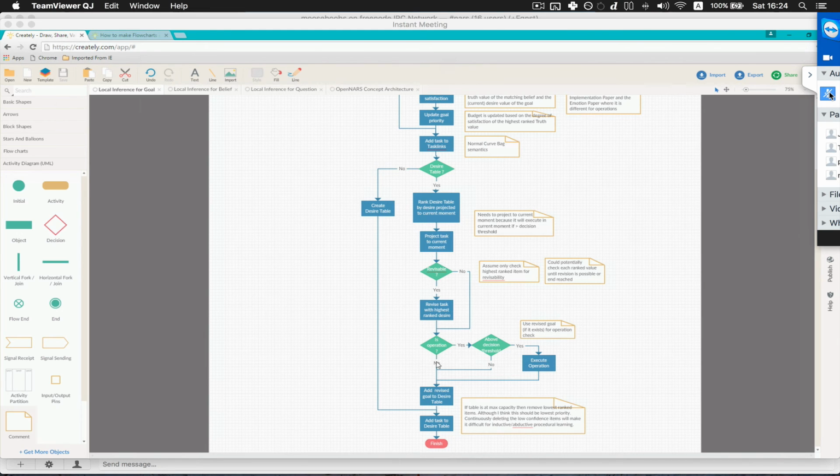If it's not an operation, it skips that piece and goes down to add the revised goal to the desire table if the revised goal exists, adds the task to the desire table, and that's it. So that is local inference for goals. Yeah, it's pretty straightforward.